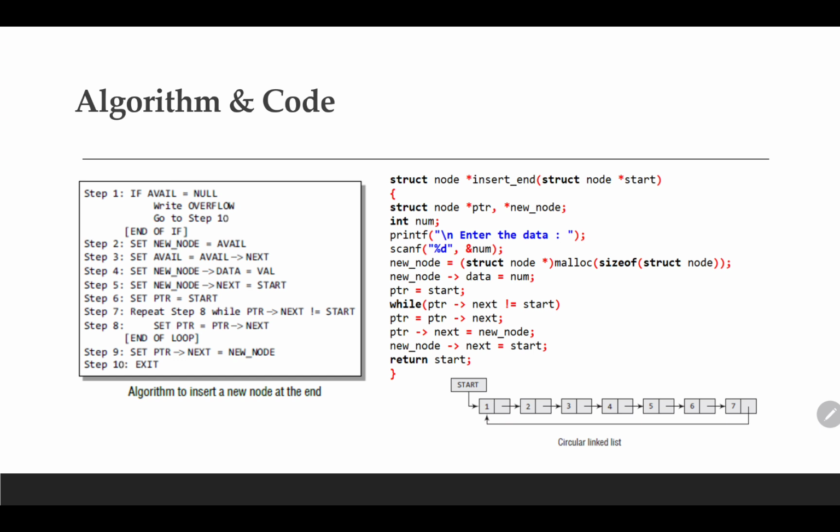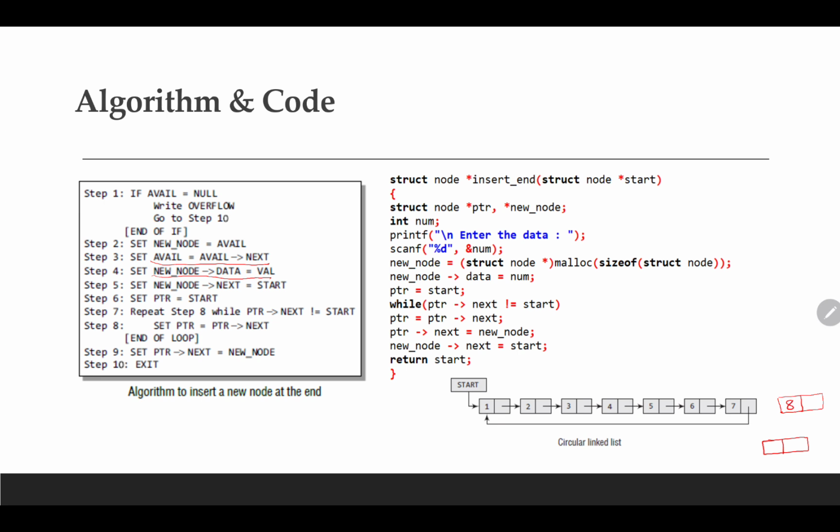So first step, the new node. We are allocating the memory space for this new node. Sorry, I will draw here. First we are creating the new node: new node = malloc, which means creating the new node and allocating the memory space for it. Then new node->data = value, so we are assigning the value. For example, I am taking the value as 8, and assigning it to the new node.